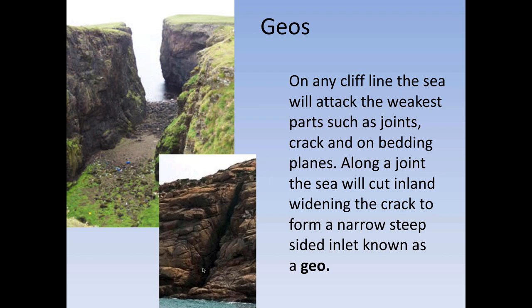One of the obvious questions is, how do you tell the difference between a bay and a geo? Well, generally geos are much smaller. You're talking a few metres across, whereas headlands and bays are tens or hundreds of metres across. So there is a scale difference. But also, go for the narrow, steep-sided inlet. So yes, size is part of it, the fact it's narrow, but you can see in these photographs the geo is very steep-sided and you don't necessarily get that in a bay. But they will only use photographs that are really obvious. All right, so that is all of your erosional ones.